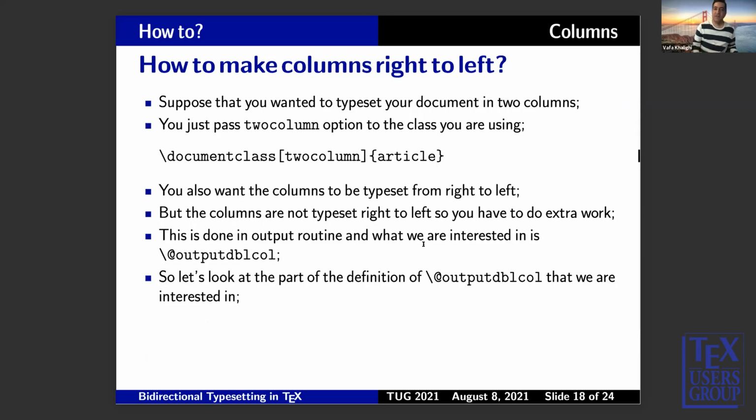The next issue that we want to look at is how to make the columns right to left. And for that, obviously, I'm not going to talk about a very complicated solution. So I'm just going to concentrate on the two-column option of the LaTeX kernel. So you pass the two-column option to your document class to typeset your document in two columns. Generally, you would do this, you pass the option twocolumn to your document class, which is article here. You also want the columns to be typeset right to left. But the columns are not typeset right to left, so you have to do extra work.